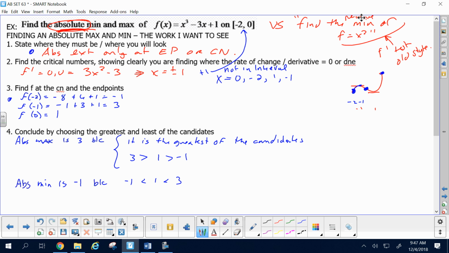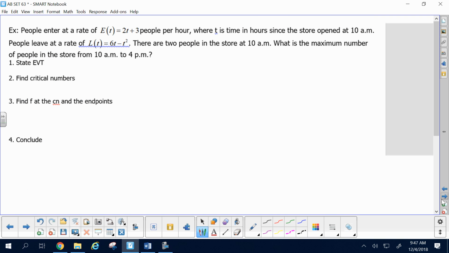Let's try another one. Okay? By the way, I'm giving you the 4 steps here, reminding you as we learn. But within a day or two in the homework, it's just going to be a blank space, and you're going to have to know to do those 4 steps, okay?